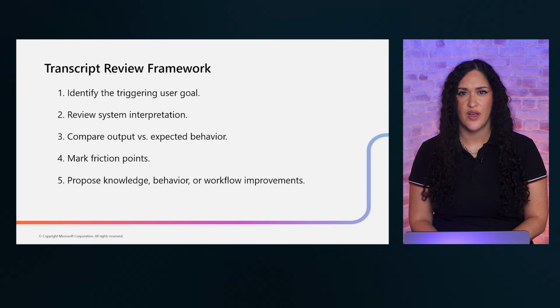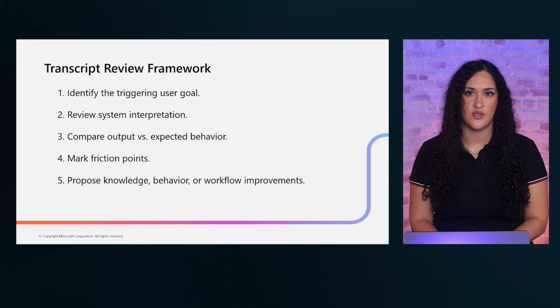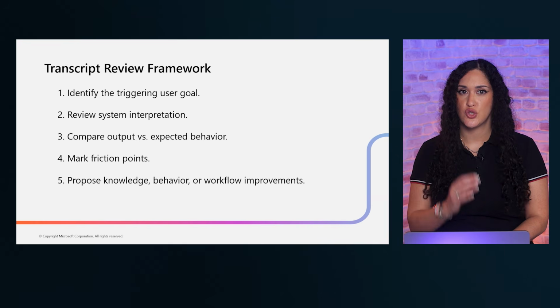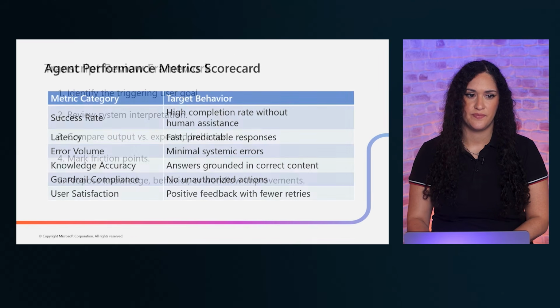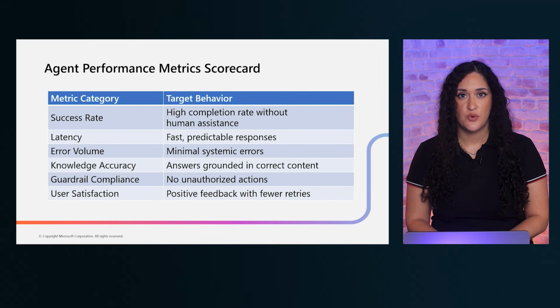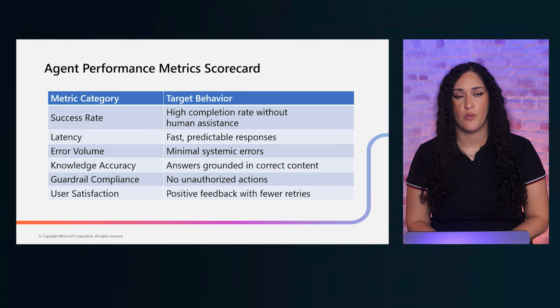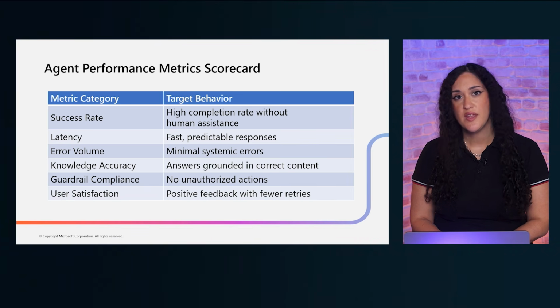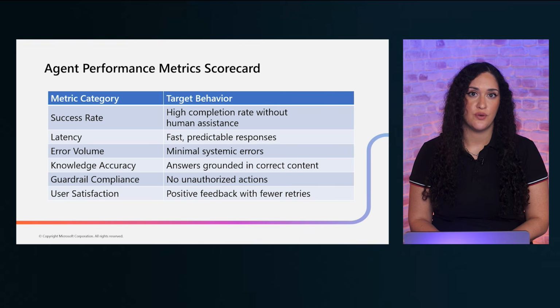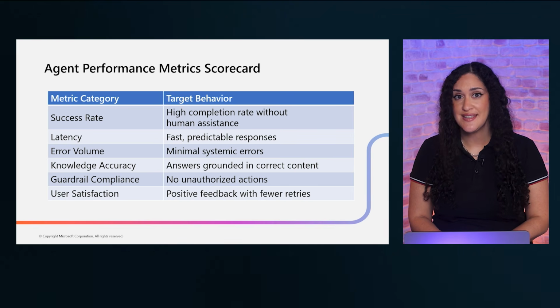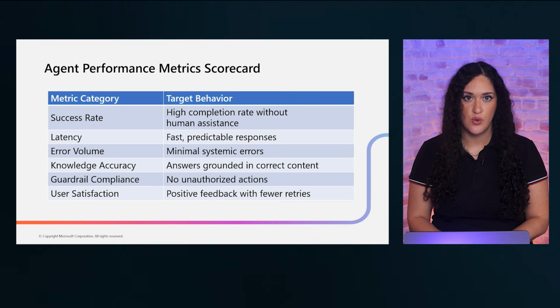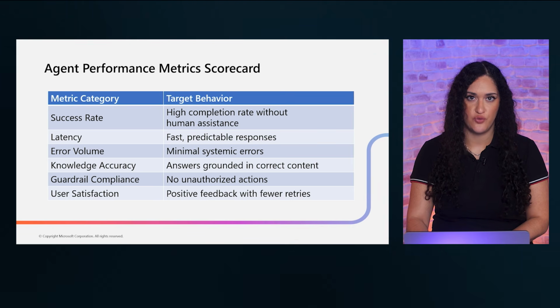As a best practice, this framework ensures you are not just reading transcripts casually, you're conducting a structured analysis that produces actionable recommendations. The Agent Performance Metrics Scorecard is your comprehensive view of agent capability. Here you can see some metrics you can measure. Your best practice is to set targets for each metric and review them regularly. A scorecard without targets is just a report. With targets, it becomes a management tool that drives accountability and improvements.